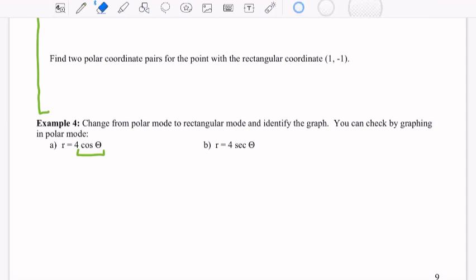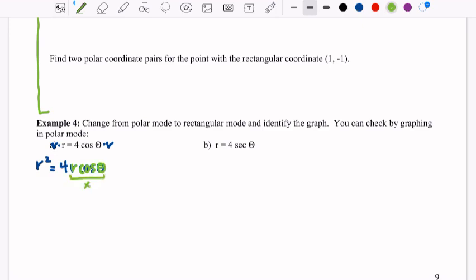So what we're going to do is go ahead and multiply both sides of the equation by r. So I'm going to multiply by r here, and by r here. This is going to give me r squared. And then rewriting this in a slightly different form, I'm going to have 4r cosine of theta. So this r cosine of theta is x, so that's great. I'm going to have r squared equals 4x.